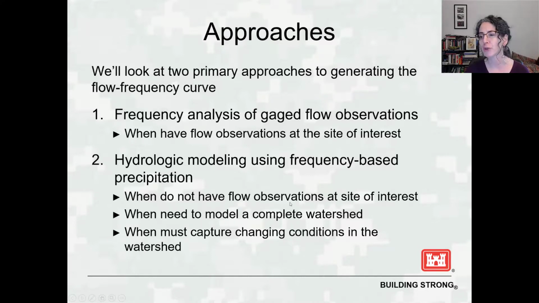We'll use this one when we don't have flow observations at the site of interest, or when we need to model a complete watershed. So maybe we have flow observations at one site, but we need to have frequency curves around the watershed that are all consistent with each other. Or we might use this method when we need to capture changing conditions in the watershed. So we need to be able to model those conditions and model how they change.